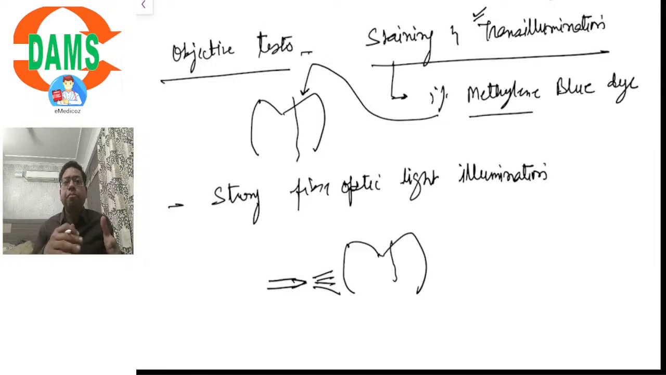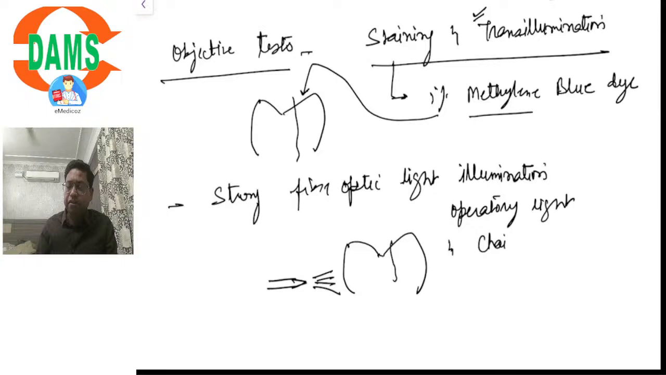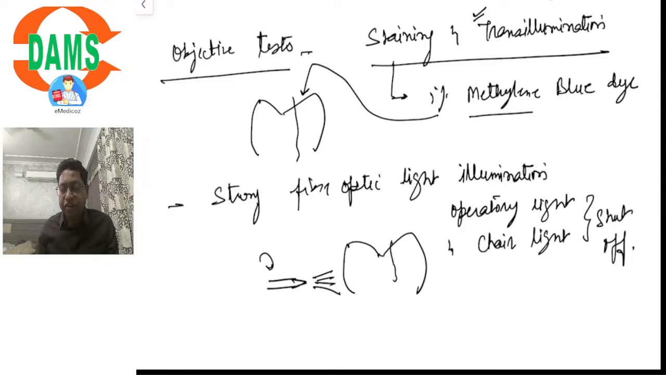While employing this transillumination test, what is important is that the operatory light and the dental chair light should be shut off. So technically we would be working in a dark room. So what is done? Operatory light and chair light, they are shut off. So the only source of illumination present in the room is the fiber optic light tip that we are employing.